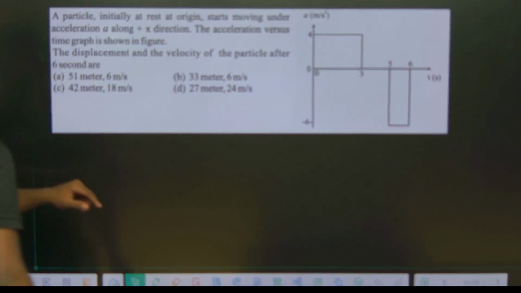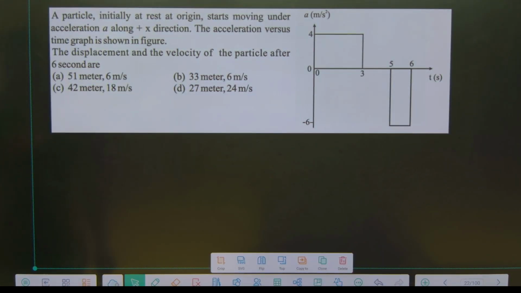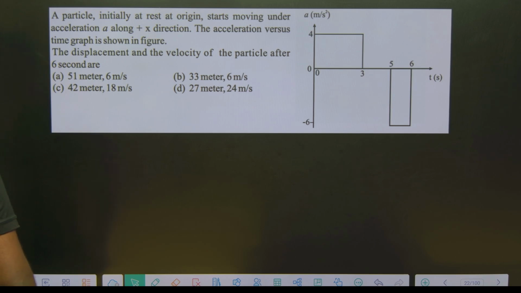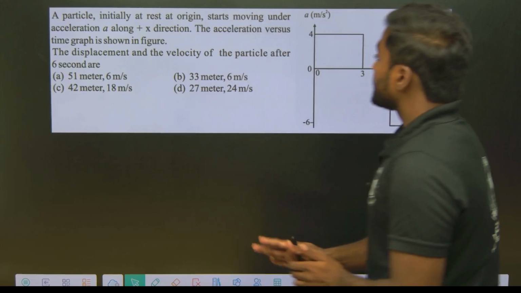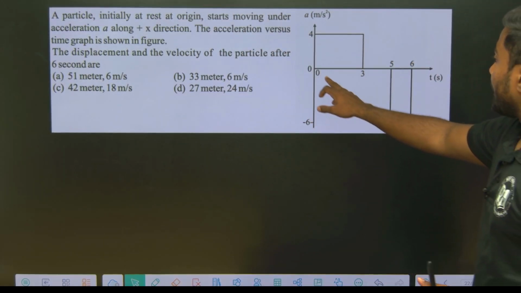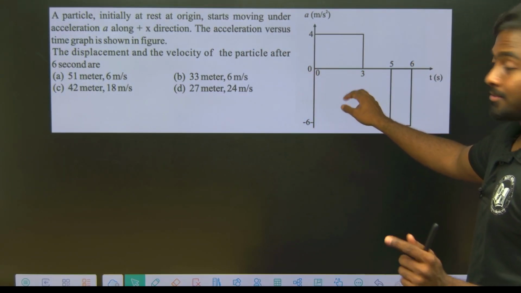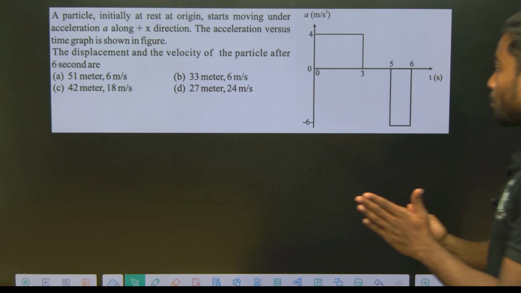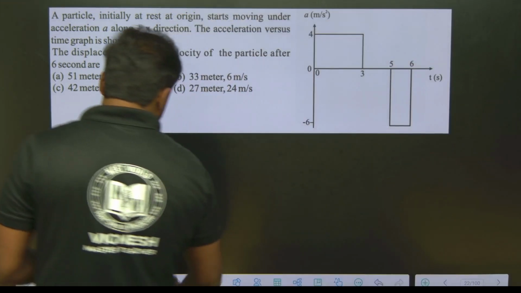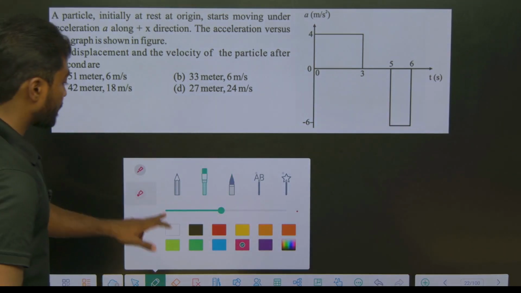Is this visible? No? Yes, fine. Is it visible? Good. Now what they have told. Here if I see, the time is from 0 to 3 seconds, 3 seconds to 5 seconds, and 5 seconds to 6 seconds. So we'll take the time periods as 3 cases.